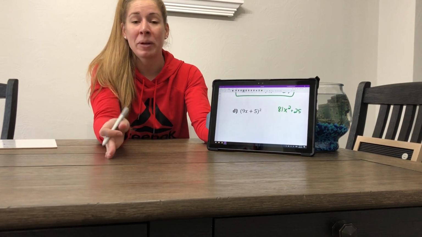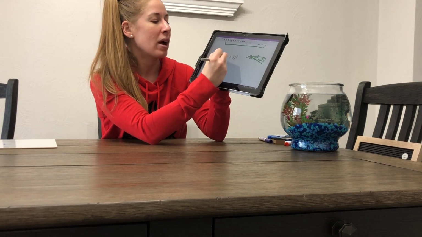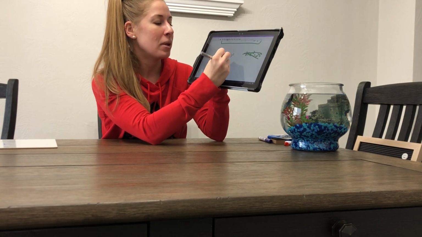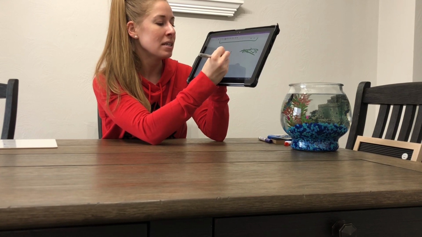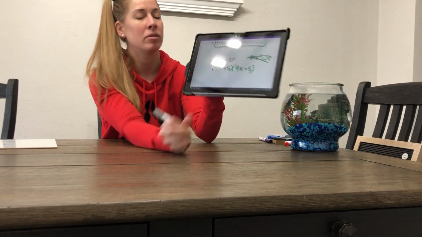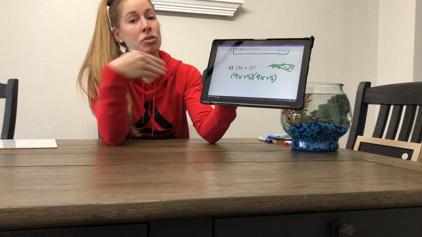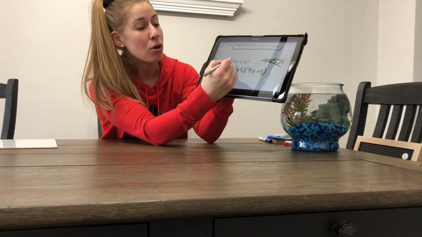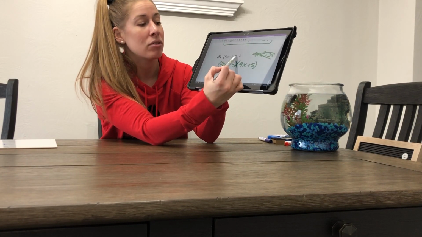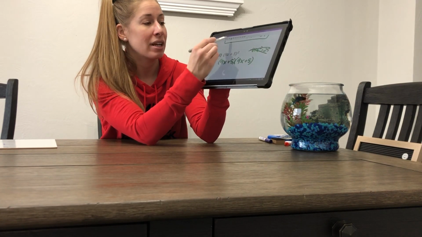Any idea? What does it mean to square something? Squaring something means multiplying it by itself. So really, that's wrong. What we're multiplying is a 9x plus 5 times another 9x plus 5 binomial. So that bubble is being multiplied by itself. So you must FOIL this. If you don't FOIL it and you just square both of those two terms, you get the wrong answer. So let me show you what you should get by FOILing.